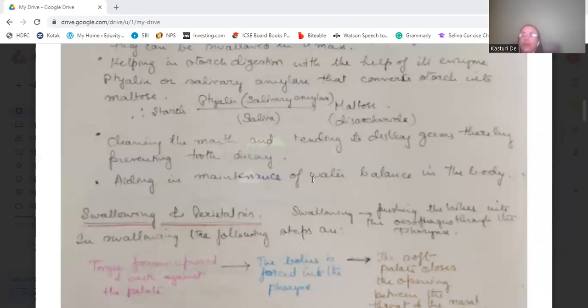And what is the pharynx? The pharynx is a portion of the alimentary canal after the mouth and before the esophagus. So between the mouth and the esophagus lies the pharynx. Through the pharynx, the bolus is pushed into the esophagus. That process is swallowing. In swallowing, there are some steps.